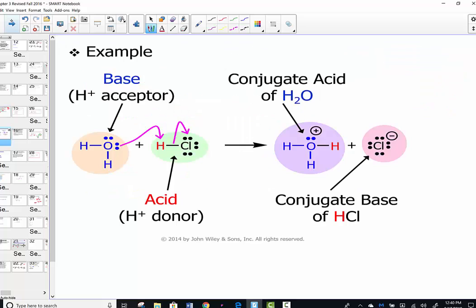I make that distinction because in a moment we're changing theories and we'll be tracking electrons in the Lewis theory. With Bronsted-Lowry, always keep in mind that it's proton transfer. And when we think of protons, it's simply tracking the placement of the hydrogen ion.